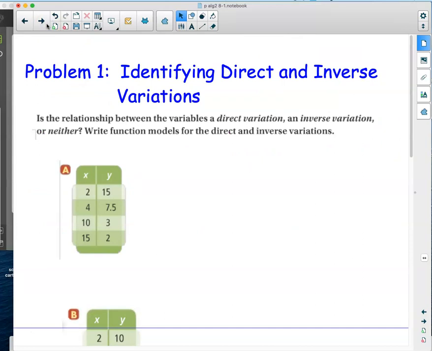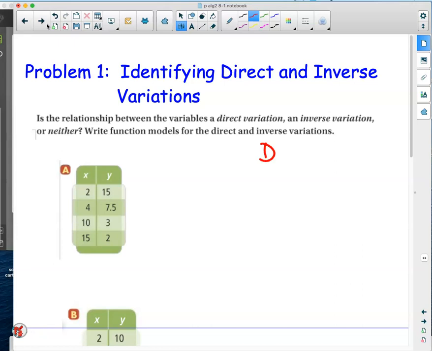So it says identifying direct and inverse variations. Is the relationship between these two, is it direct? Is it inverse? And believe me, there's a whole lot of them out there that are neither, so they might not fit the two little examples that we're talking about today. And then, if we figure it out, make sure to write it. If it's a direct variation or an inverse, write what it is.